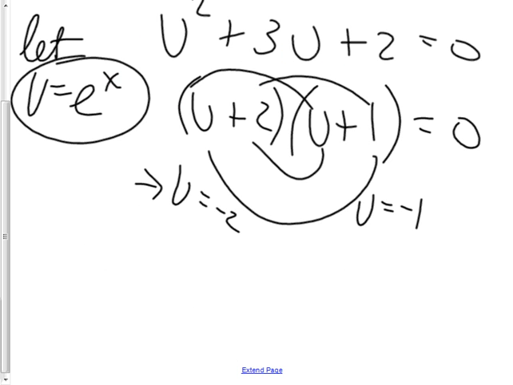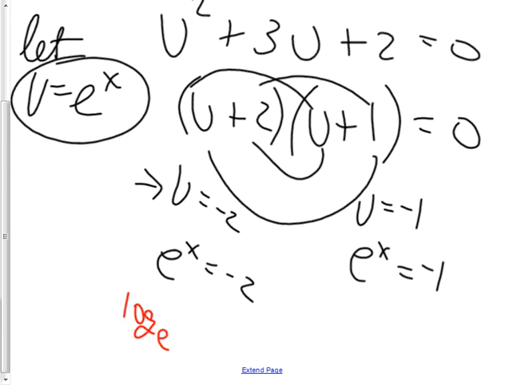So I go back and say if u is e to the x, then e to the x equals negative 2, and e to the x equals negative 1. We swap them. And then we're still not done. You cannot stop right here. I know some of you are thinking you have an issue here. The next level is where you can say, wait a minute, this isn't going to work. So I do a rewrite and I say log base e of negative 2 equals x, and that's where I have broken a rule.